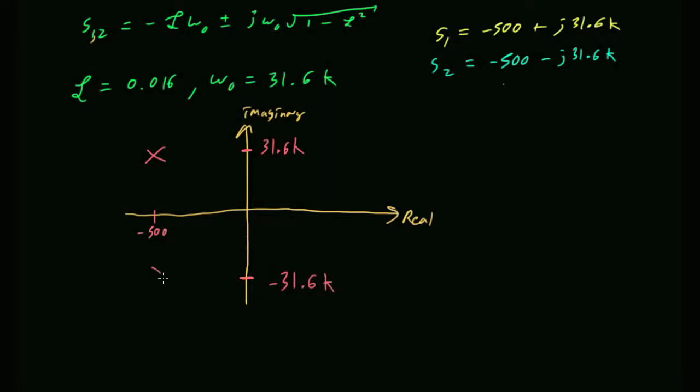So there's your minus 500 minus 31.6K. Okay, whatever. So, what do you think I'm going to do next?